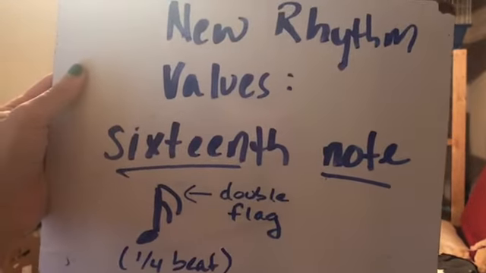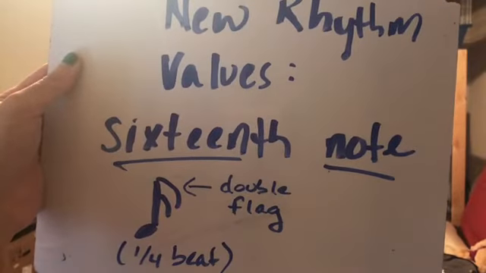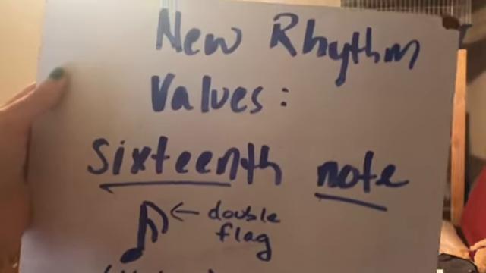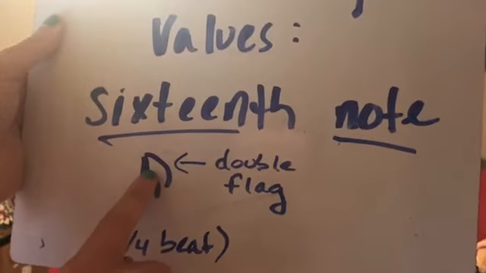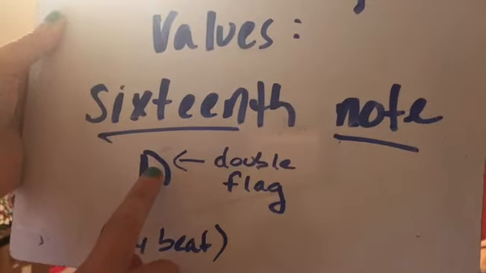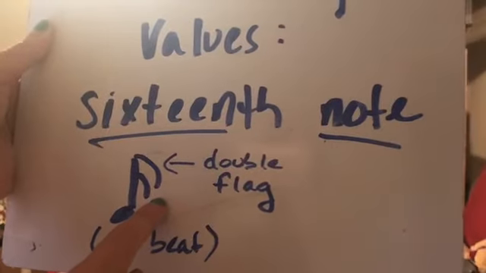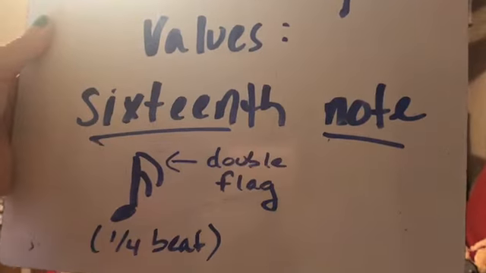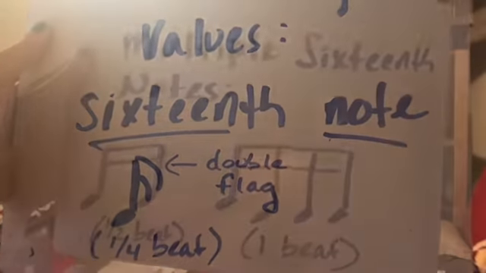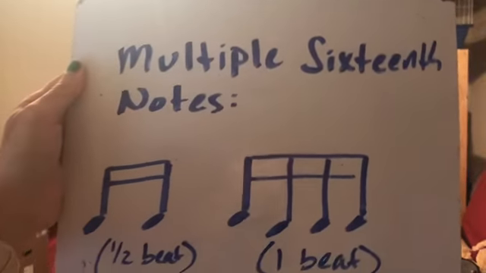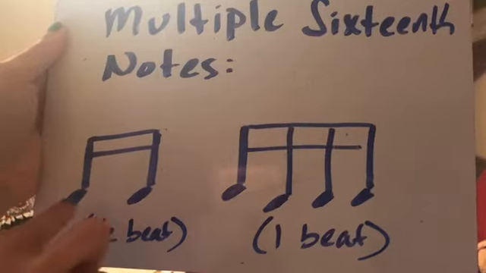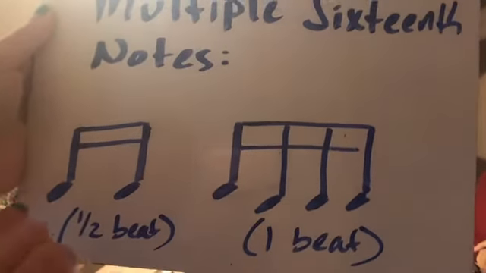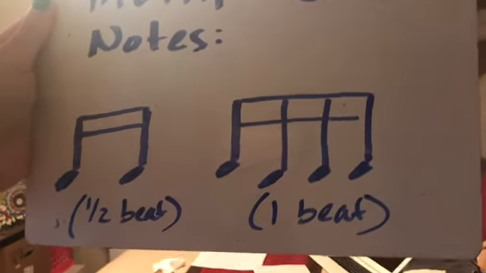The difference here visually, comparing the 8th note to the 16th note, is that we add a flag. So the 8th note only had 1 flag, this was a single flag. Now we have 2, so we have a double flag to represent a 16th note. And just like what we did for the 8th notes when we were grouping them in more than one, you're going to do the same thing for a 16th note.